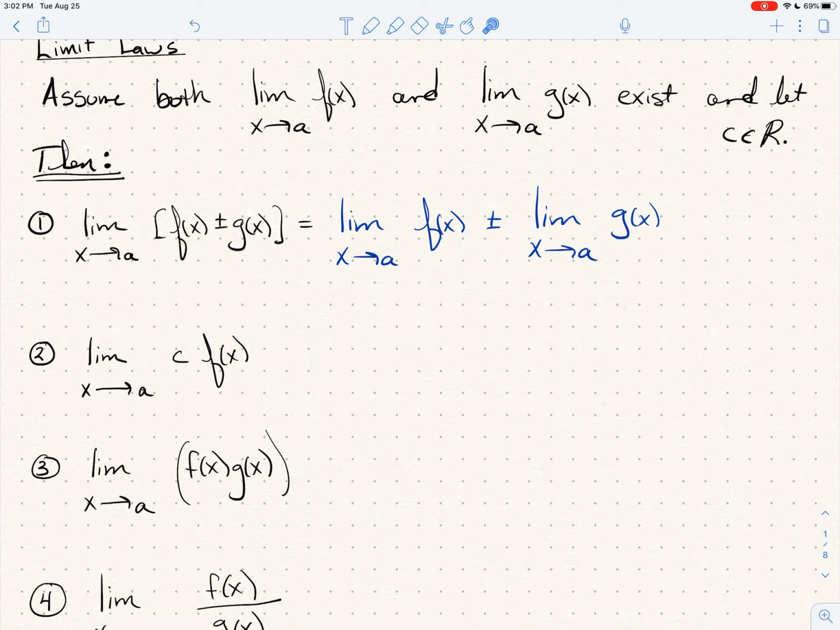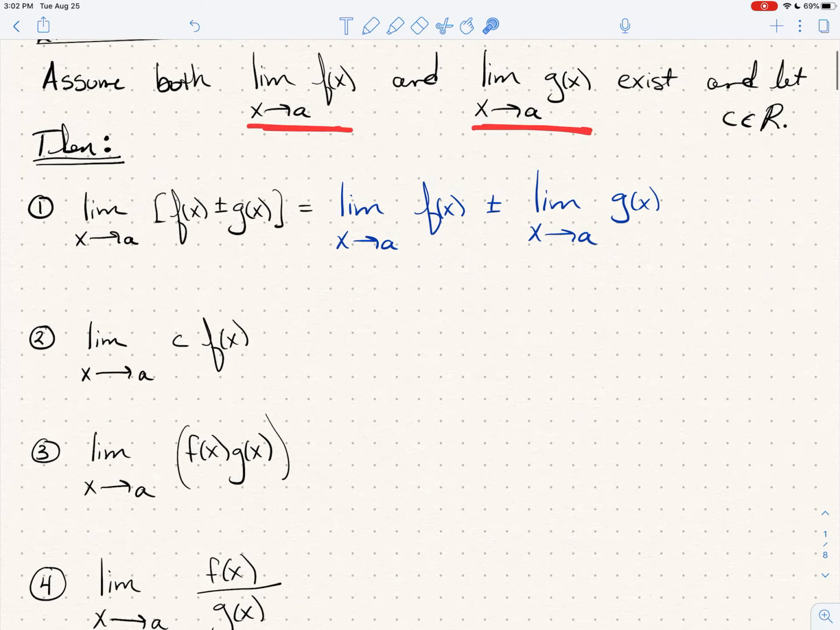So again, please don't forget that we're assuming at the beginning that the limit as x goes to a of f of x and the limit as x goes to a of g of x both actually exist. When they both exist, you can break up their sum in the way that you think you should. If you have the limit as x goes to a of a constant times your function, then you can write this as c times the limit as x goes to a of f of x. You can pull constants out of the limit.